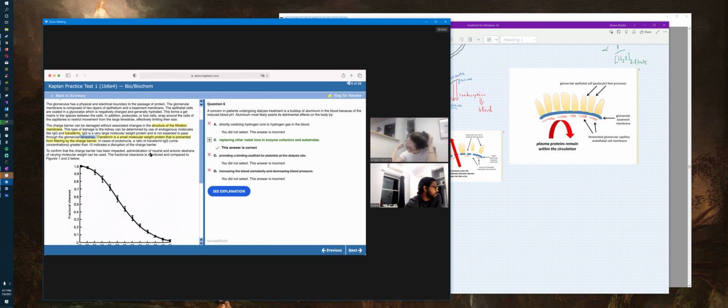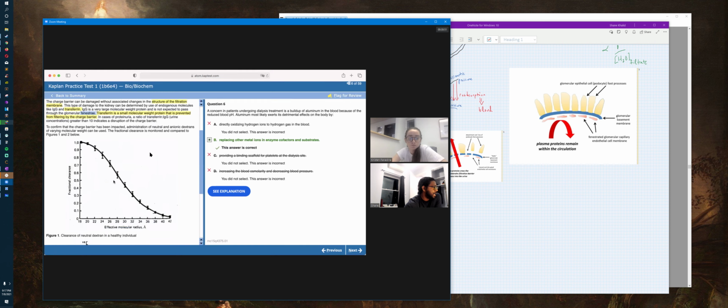All right, let's see. So the ratio of transferrin to IgG, if it's greater than 10, which means that there's 10 times as much transferrin as there is IgG, then the charge barrier is going to be messed up. Yeah, I get that whole thing. I just don't really get the graph.